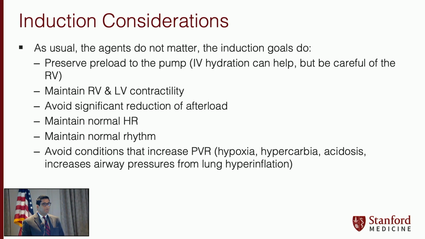You want to generally maintain your LV and RV contractility. You're trying to avoid reducing the afterload significantly, maintain the patient's normal baseline heart rate, and maintain them in normal sinus rhythm. And you want to avoid conditions that can increase your pulmonary vascular resistance, such as hypoxia, hypercarbia, acidosis, and overventilation during your bag mask ventilation period. The increased volumes can prevent preload from coming to the heart.